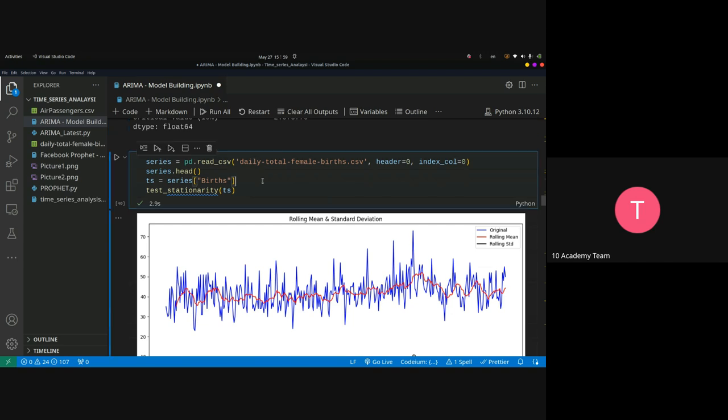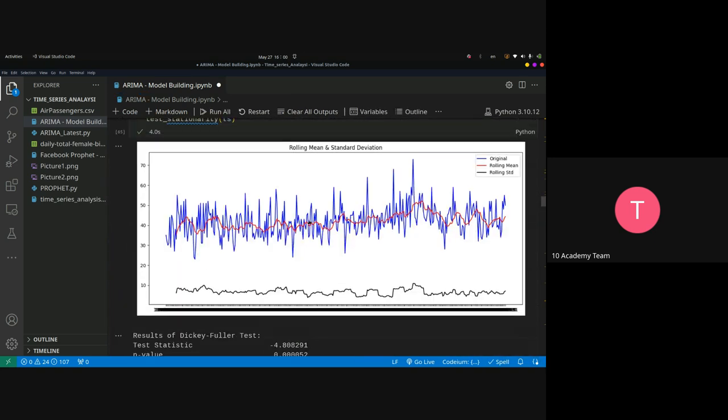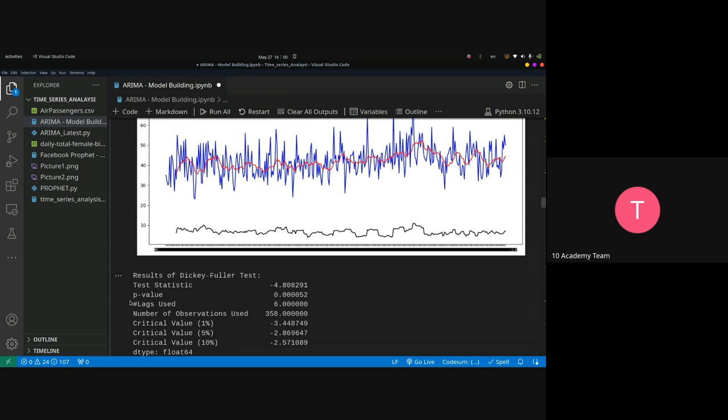But if we take the first data, that's the daily total female births data, as you can see the red one, that's the mean, the black one, that's the rolling standard deviation, they look horizontal, which means they are almost constant, right? If we take again the average, we might get a full horizontal line. So that's just an indication. As I said earlier, the important one is the p-value. As you can see, the p-value is 0.005, which is less than the level of significance, which means we have to reject the null hypothesis, which means we are saying that the data is stationary.